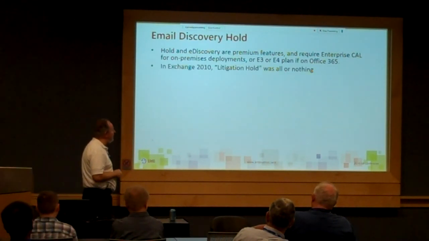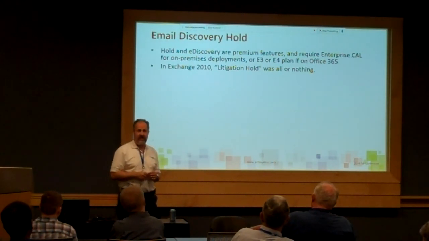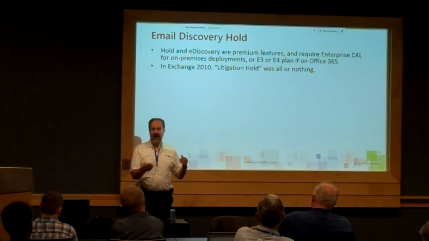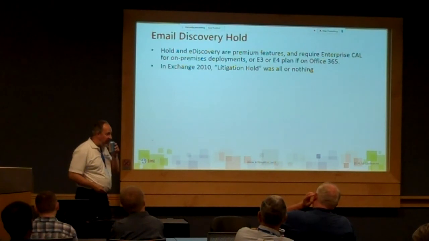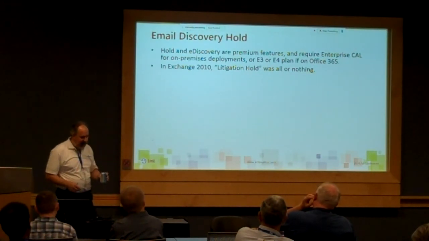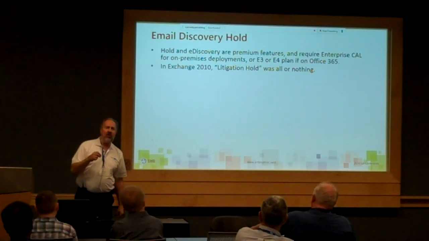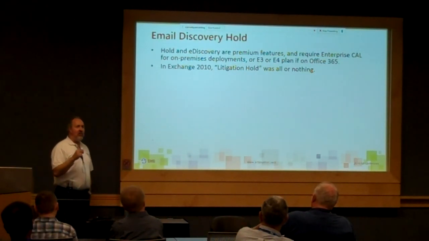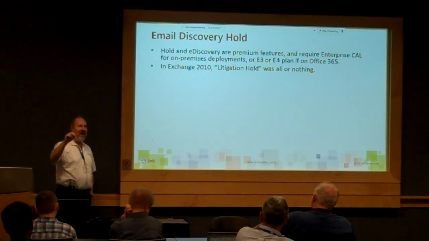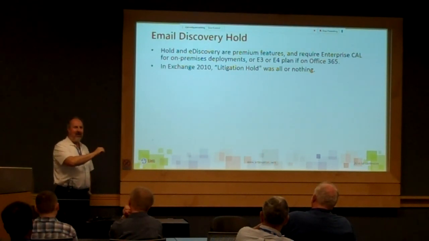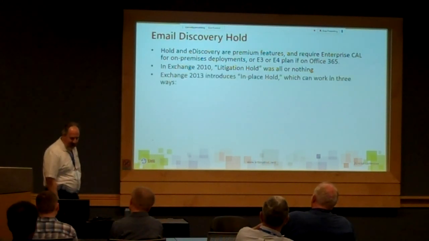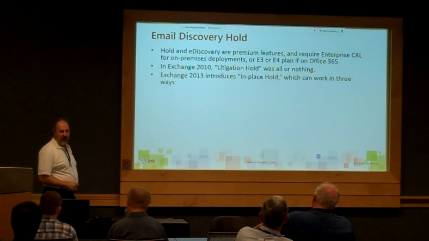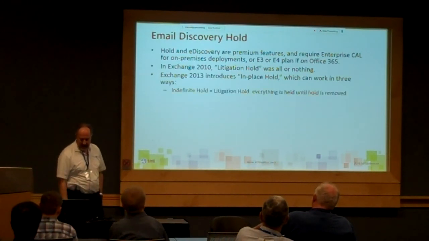In Exchange 2010, there was something called Litigation Hold. Litigation Hold was all or nothing. You put Litigation Hold on a mailbox, everything got held indefinitely until you remove the litigation hold. In Exchange 2013, litigation hold still exists, but it exists primarily so that if you migrate a mailbox from a 2010 server to a 2013 server while you have litigation hold on it, all of the litigation hold settings are preserved. But 2013 now introduces this thing called in-place hold, which can work three different ways.